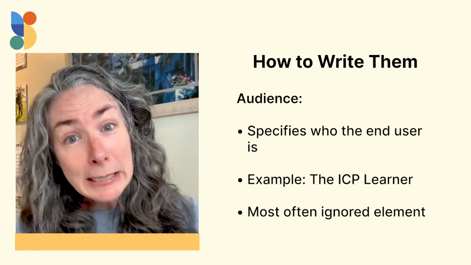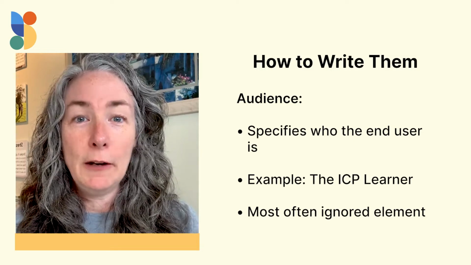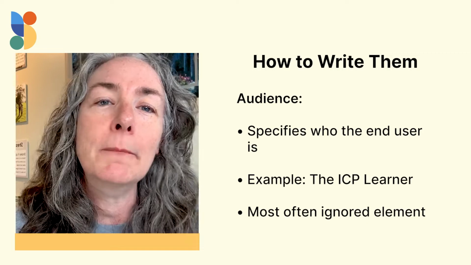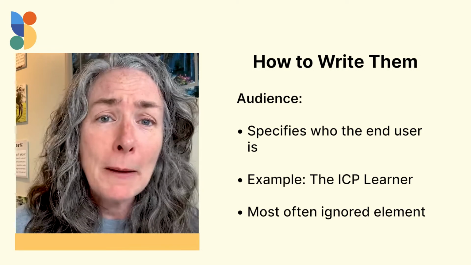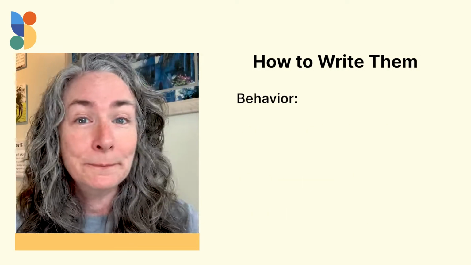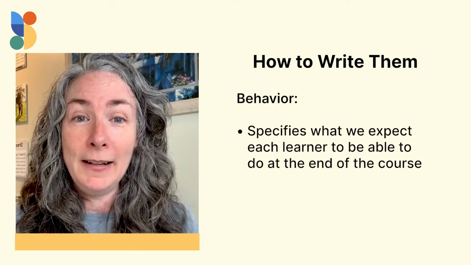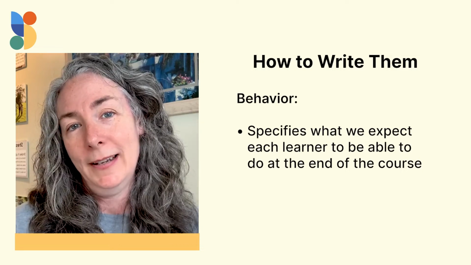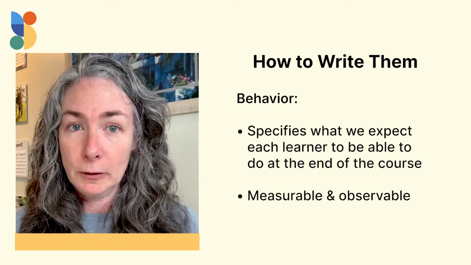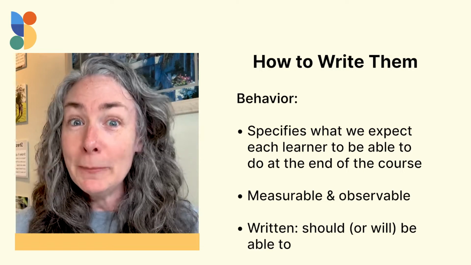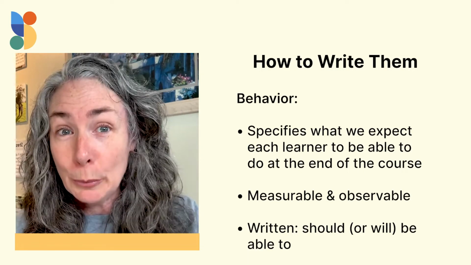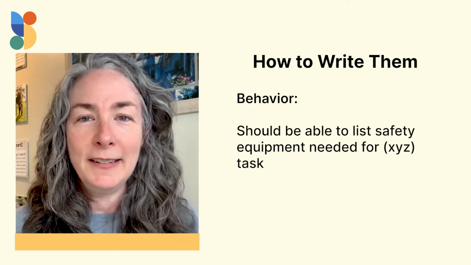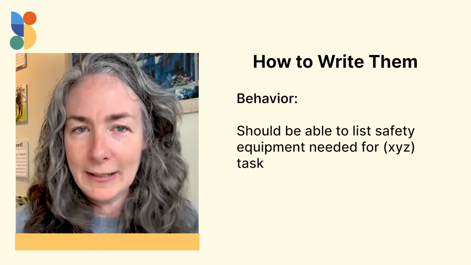While this seems like a small design consideration, it forces us to focus on the end user and make sure that we have allowed for variations in population that might be better served by more than one version of a course. The behavior element specifies the specifics of what we expect each learner to be able to do at the end of the course. This should be measurable and observable, and should be written as should be able to or will be able to. Here's an example of how this might look. Should be able to list safety equipment needed for a specific task.